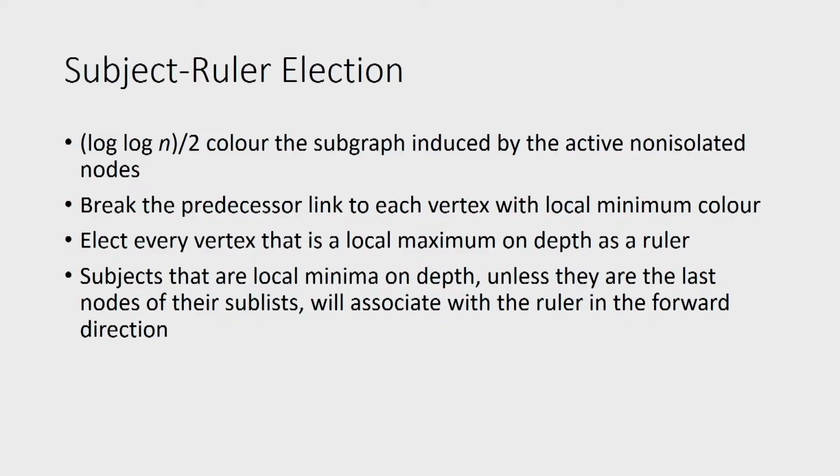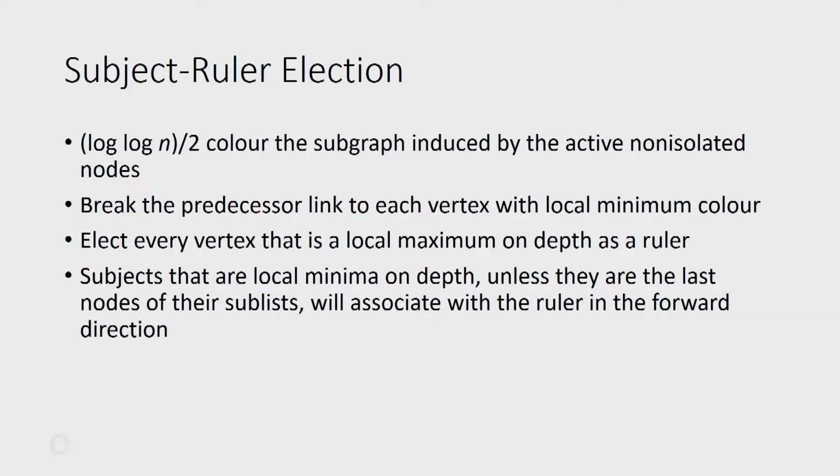Now, the details that we have to describe are about the subject ruler election. To elect the subjects and the ruler out of a sublist of consecutive nodes, all of which are active, what we do is this. First, we color the list with double log n by 2 colors. This can be done by running the symmetry breaking algorithm for 2 or 3 steps. So, once the list is colored with double log n by 2 colors, we find the local minima and then disconnect the predecessor link of each vertex with the local minimum color.